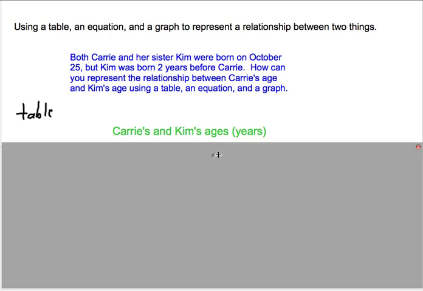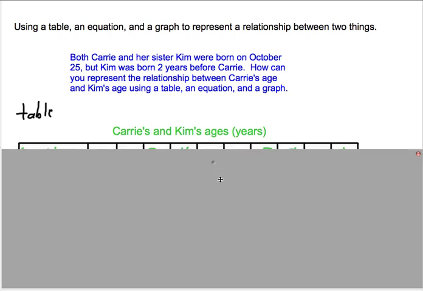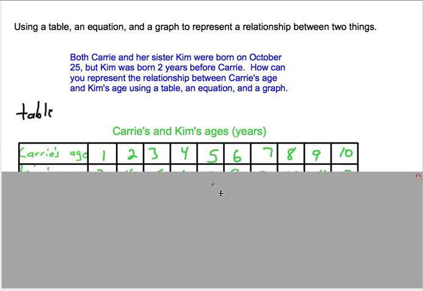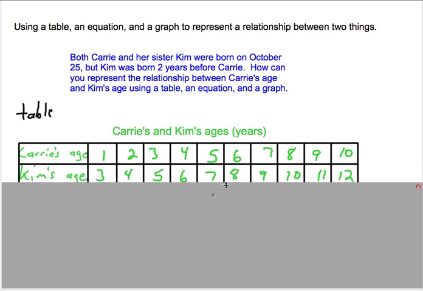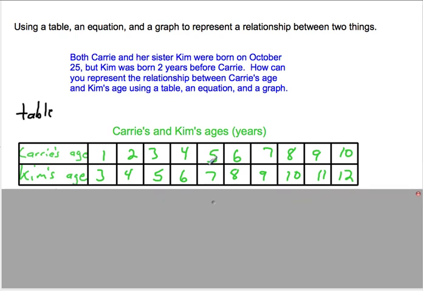So we have a table for Carrie's and Kim's ages in years. Since Kim was born 2 years before Carrie, she is older by 2 years. So when Carrie's 1, Kim is 3. And when Carrie is 2, Kim is 4. And when Carrie is 3, Kim is 5, and so on. I've written up to 10 for Carrie and then 12 for Kim. So that's how you would show it using a table. Every time, Kim is 2 years older than Carrie.